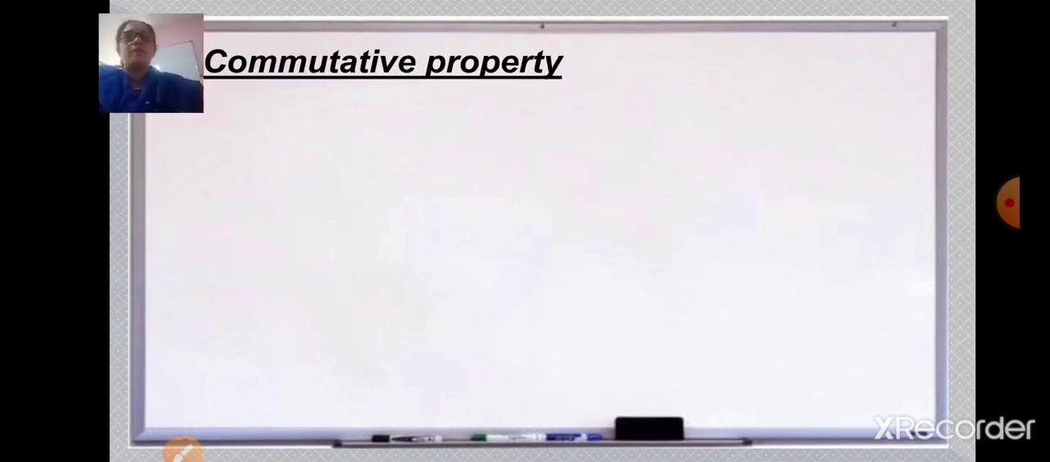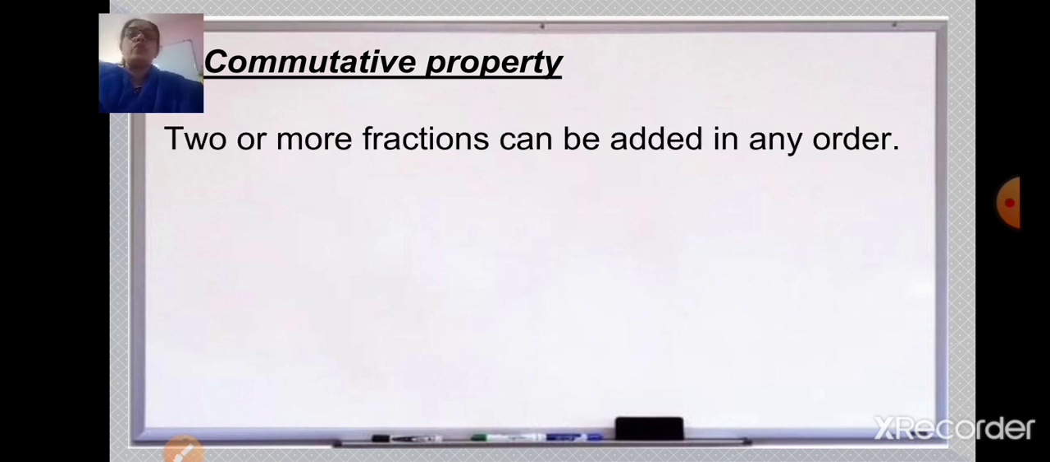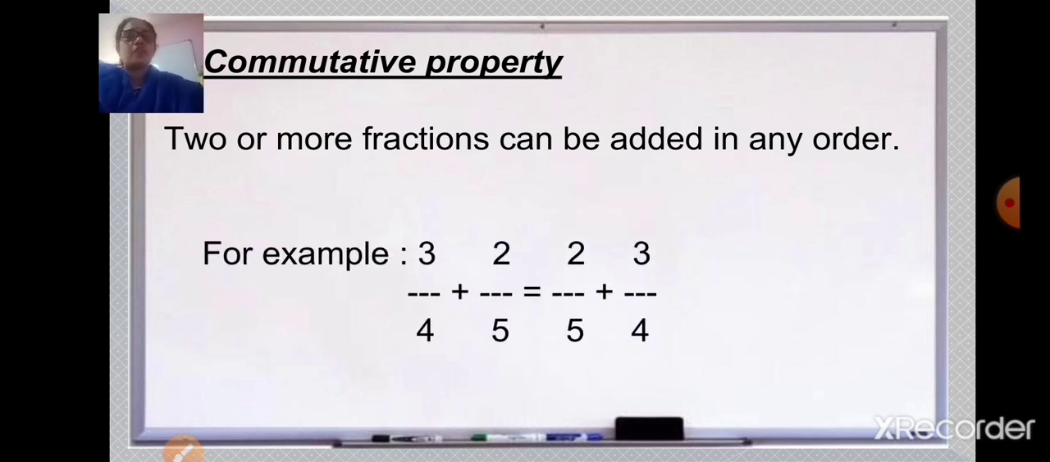The first property is the commutative property. Like in addition, we have already learned about this property. That is, when two or more numbers are added in any order, the sum of the numbers does not change. Same here, when two or more fractions are added in any order, the answer will remain the same. For example, 3 upon 4 plus 2 upon 5, if you change the order and add 2 upon 5 plus 3 upon 4, the answer will remain the same, and that is known as the commutative property.